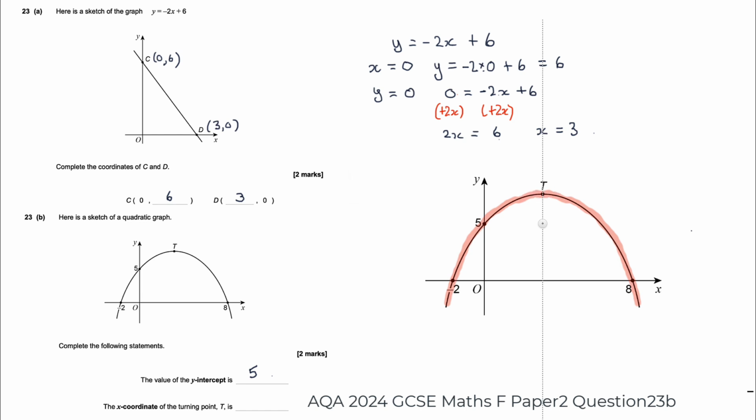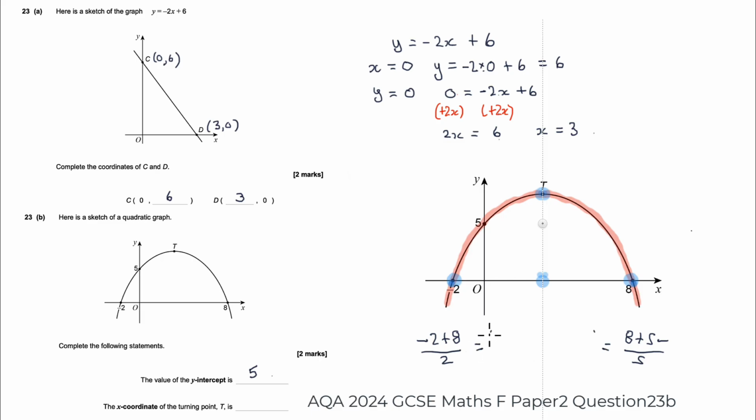So the graph is symmetrical about this point T. This point here is mirrored by this point here. So the -2 and the 8, halfway between them, would have the same x-coordinate as the point T. What's the value halfway between -2 and 8? We can do that by adding up -2 and 8 and dividing it by 2.